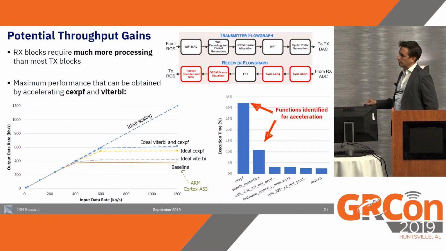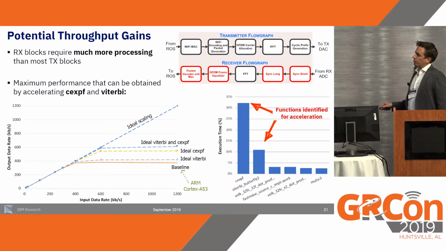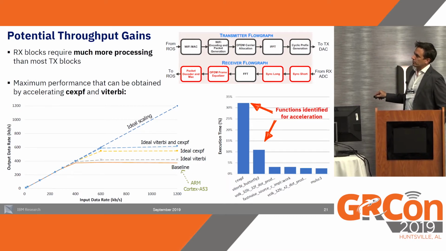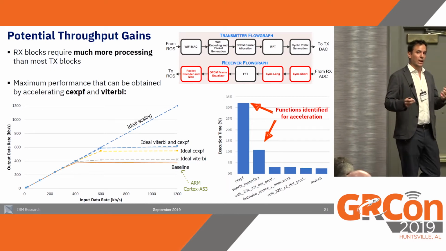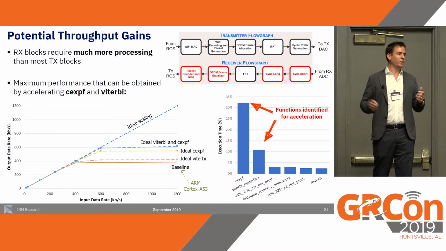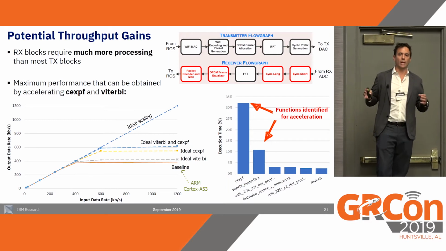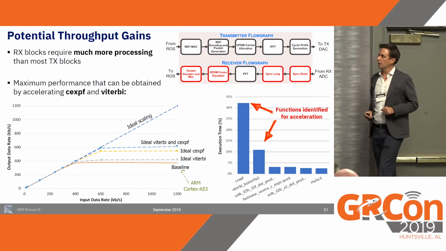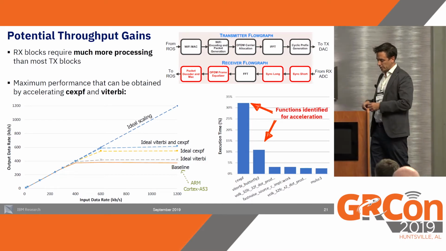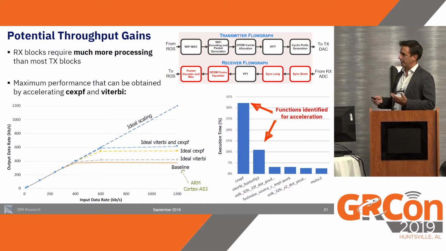At around 400 kilobits per second, right? So we started measuring the same using an ideal version of the Viterbi function. Ideal means that we replace the original function with a function that is completely empty and just returns a pre-computed value. This is only to know what the potential benefits of that kind of optimization would be, even if the computation is not semantically correct, let's say.